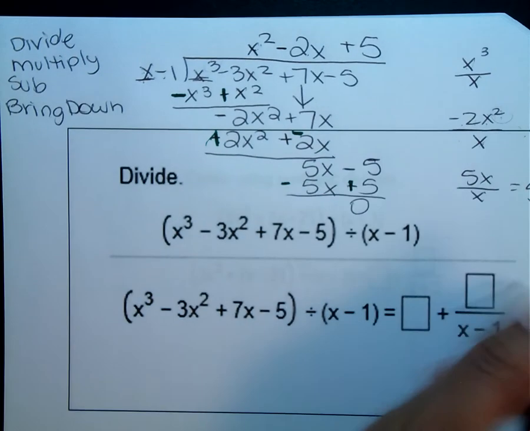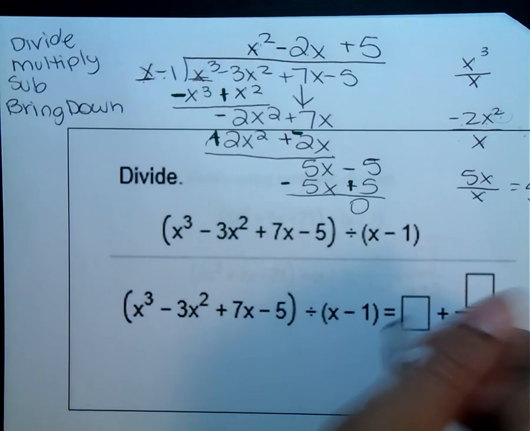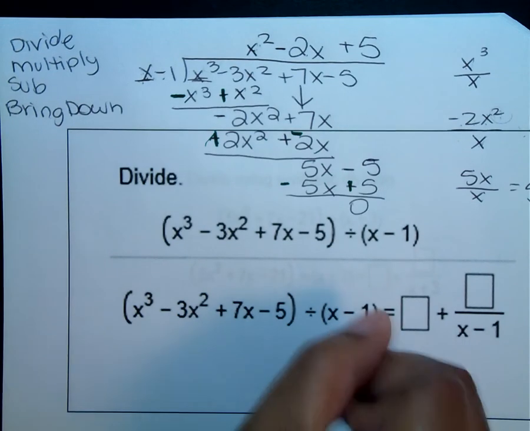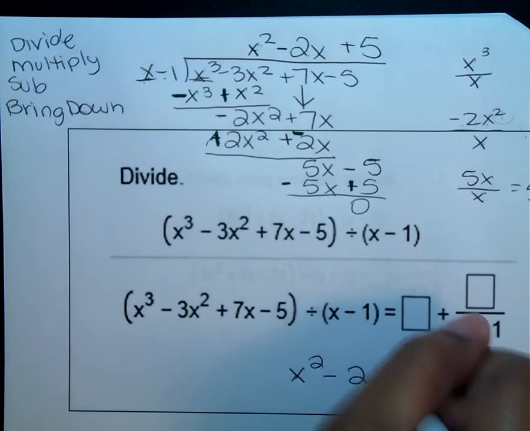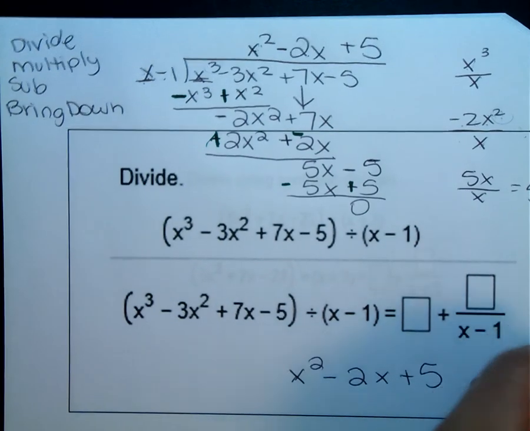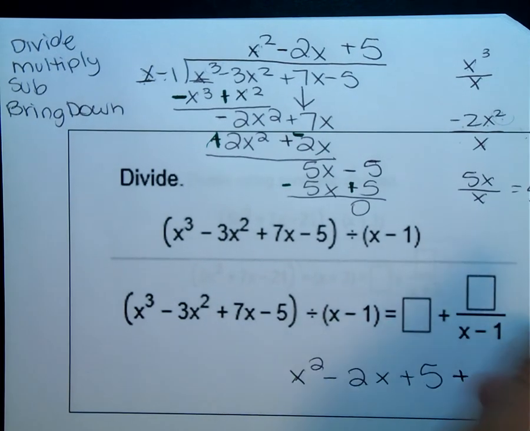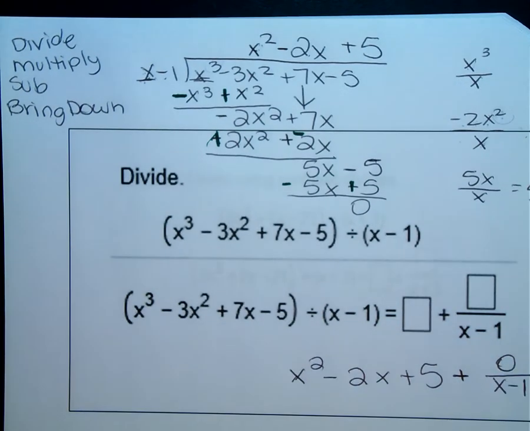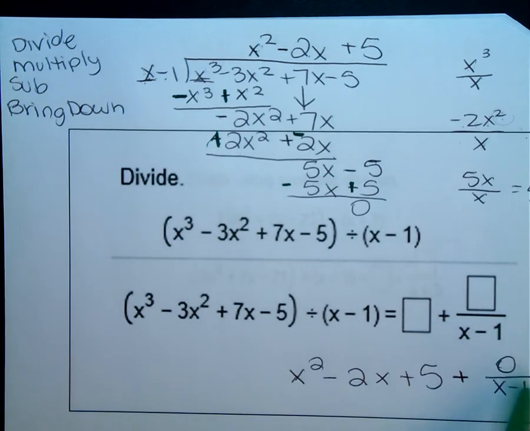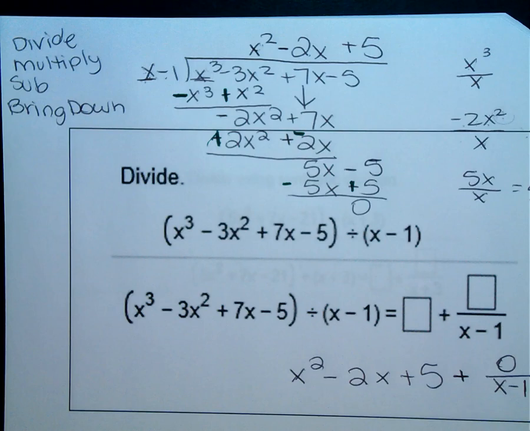So if I had to write my answer in this form, out in front would be the x squared minus 2x plus 5. And then for my fraction, since my remainder was 0, I'd put my 0 on top over x minus 1. Now usually, if we have a 0 remainder, this part is not necessary. But if they say, hey, put it in this form, then we're just trying to check to make sure you know that the remainder goes on top. Okay? Alright, so that's long division.